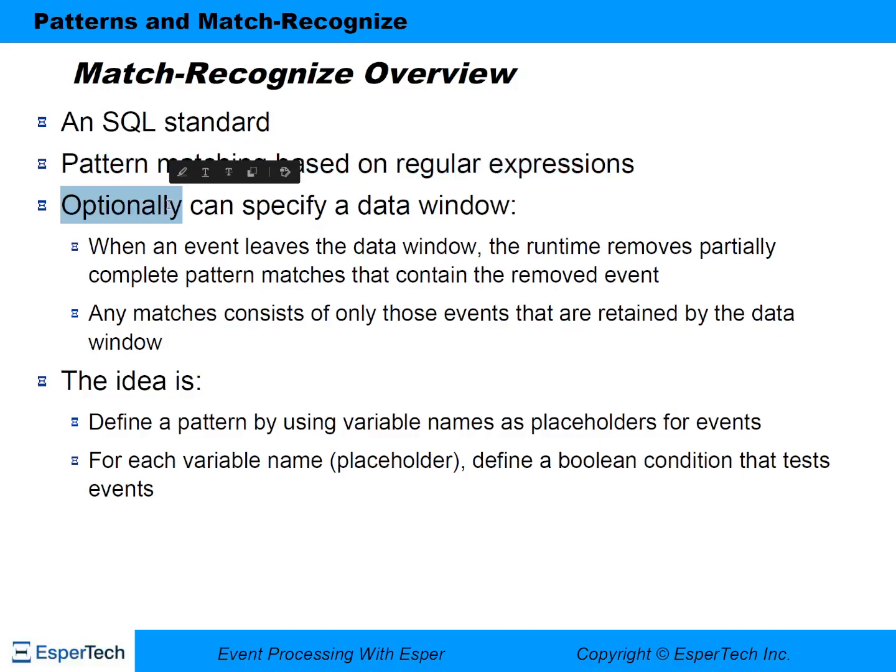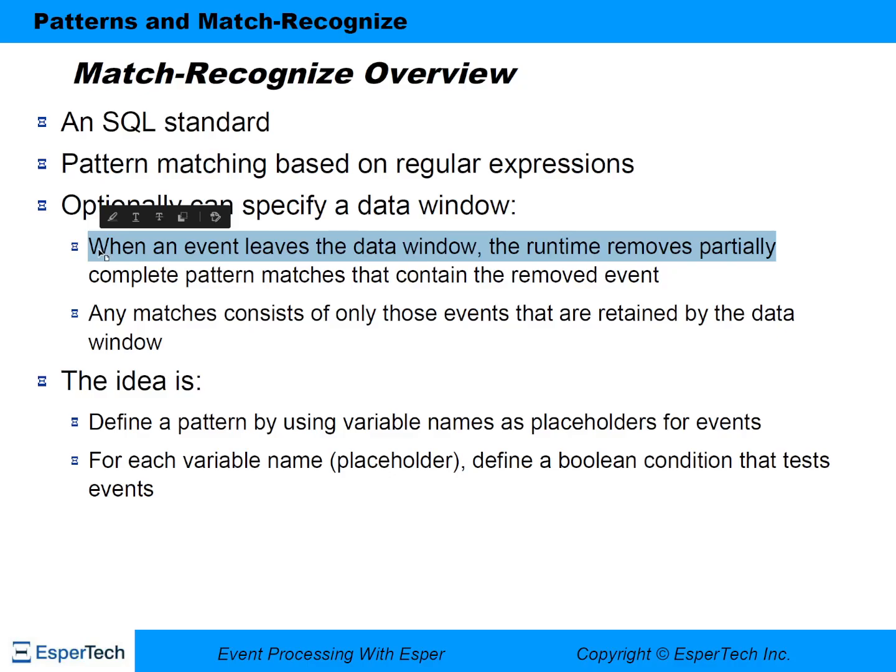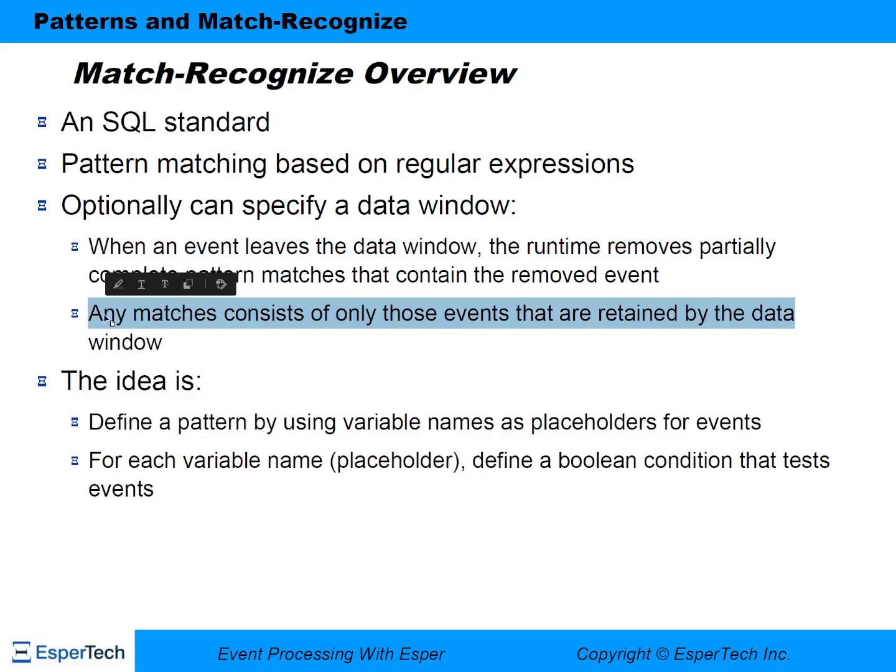Match recognize can be used with data windows and named windows. When an event leaves the data window, the runtime removes partially complete pattern matches that contain the removed event. When using a data window or named window, any matches consist of only those events that are retained by the data window.